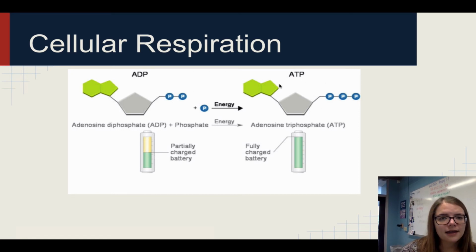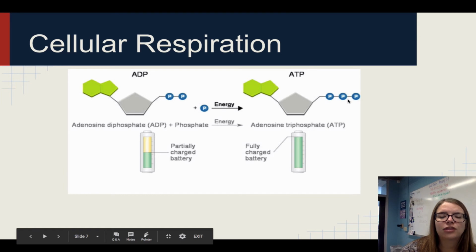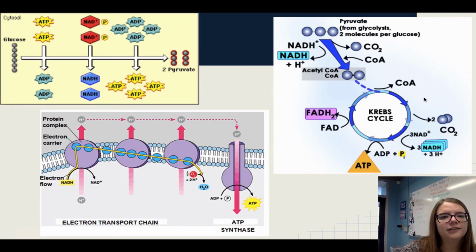The way that ATP holds energy is it holds it right here in this bond between the 2nd and the 3rd phosphate group, right? And then when the cell needs to use it, it's going to break that bond, releasing that energy. So cellular respiration will turn ADP into ATP by attaching that 3rd phosphate group full of energy. All right, so let's get back to the process.